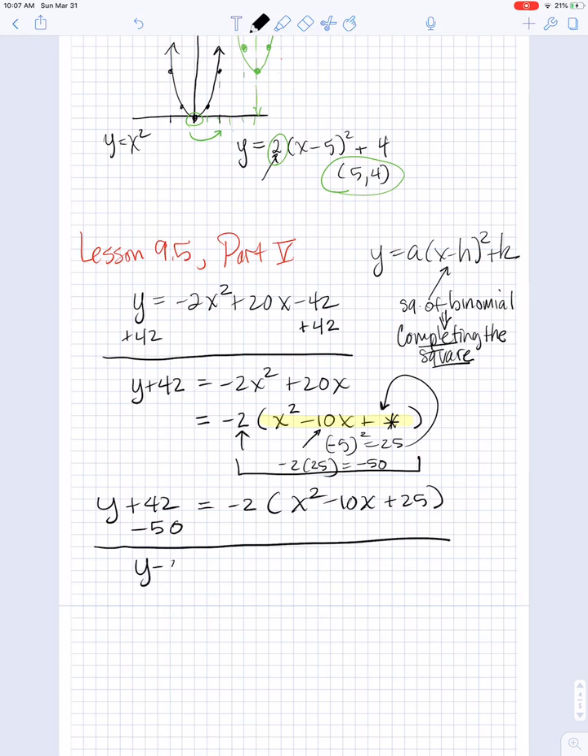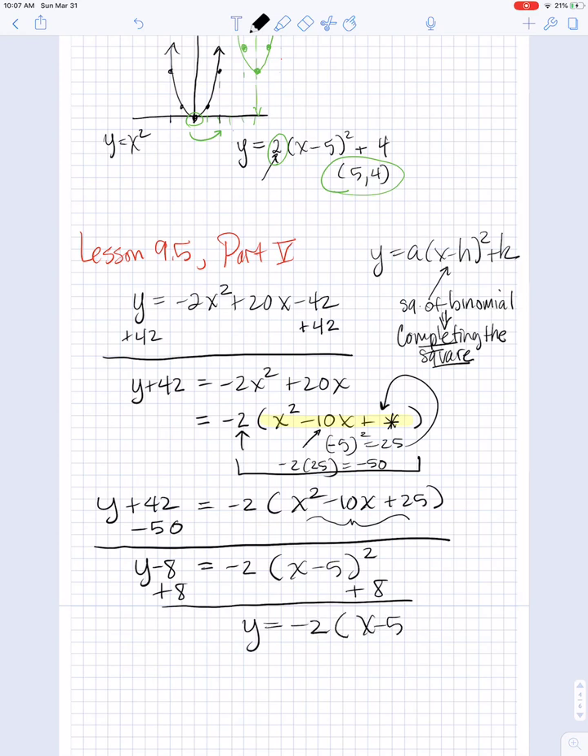So if I clean this up, I have y minus 8 over here on the left side equals negative 2, and now I have that beautiful perfect square trinomial that I can factor into the square of a binomial just like this. We're getting so close to finishing this thing up. We're converting our quadratic that was in standard form into vertex form. All we have to do now is add that 8 over, and our final answer is y equals negative 2, so negative 2 is a, x minus 5 squared plus 8.